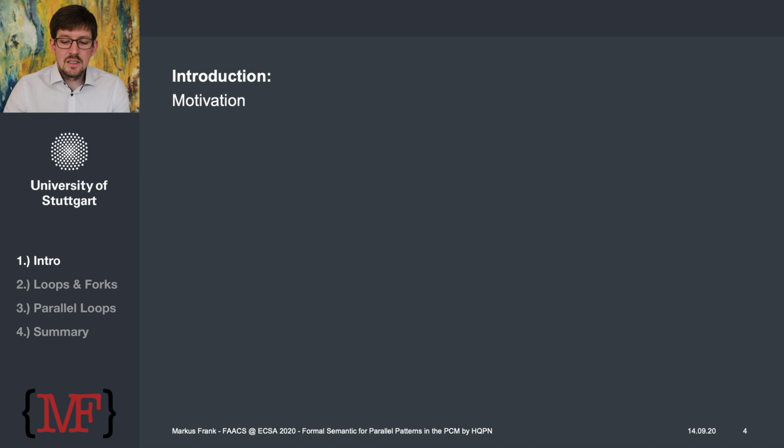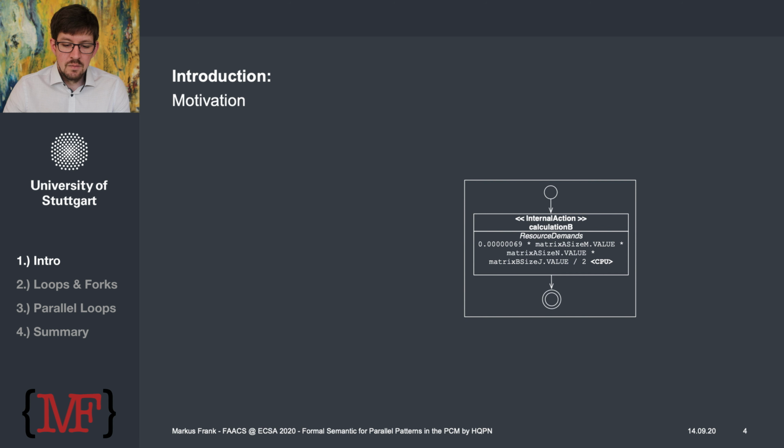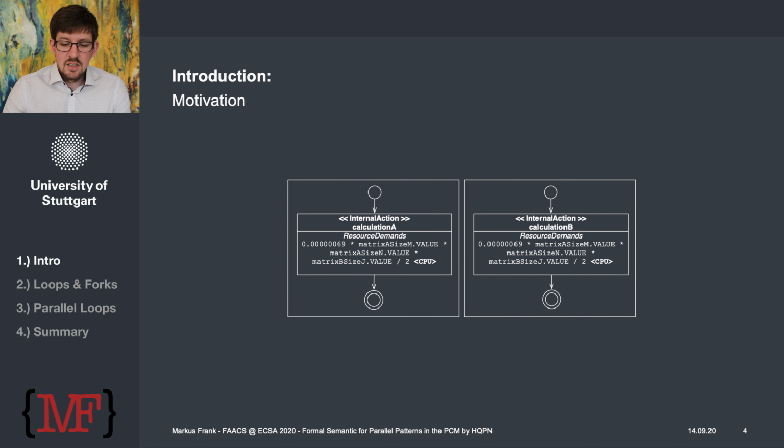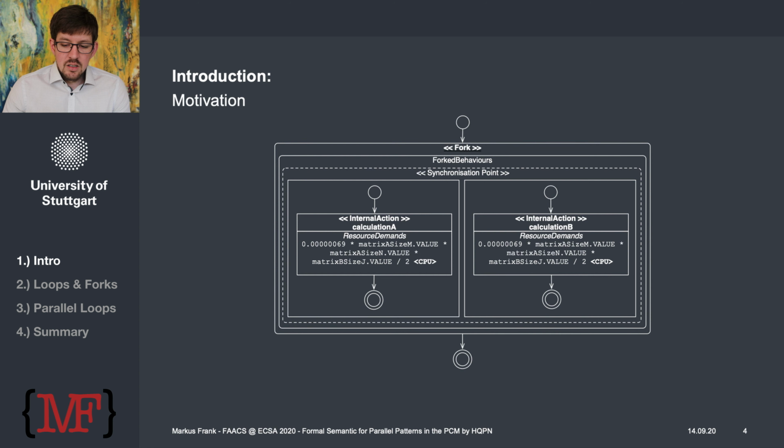Palladio uses UML activity diagram-like syntax to specify the software behavior. So to specify two concurrent tasks, you need to specify each thread individually. Here, calculation A and B. We ignore the annotations within the actions for now. To tell Palladio that it runs in parallel, we add a fork action and a synchronization point to indicate that both threads are forked and in the end synchronized again. So we want to wait for both tasks to be completed before we continue.